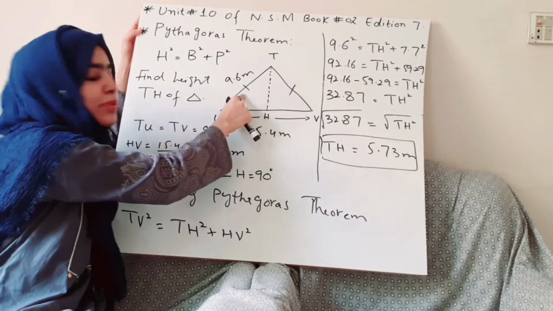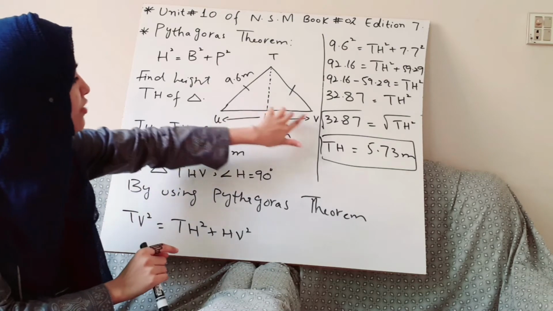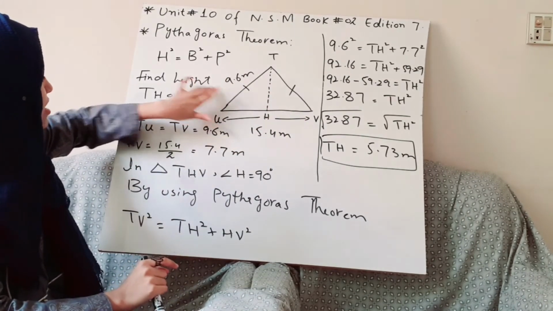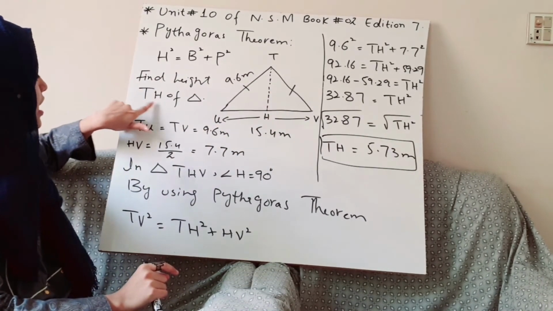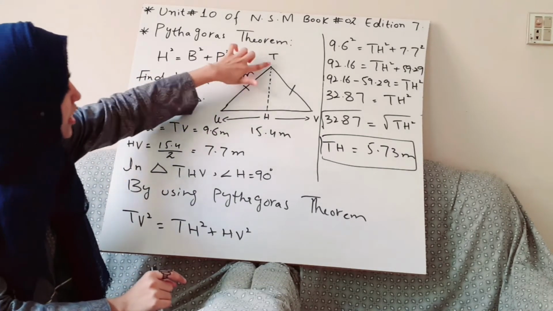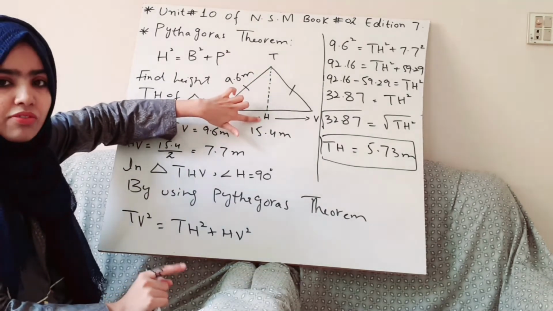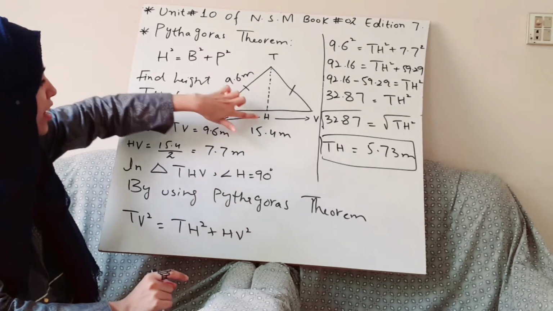By this time we come to know. So we have been given this information, and the question asks us to find the height TH of the triangle. We have to find this TH, this perpendicular. So how do we find it?